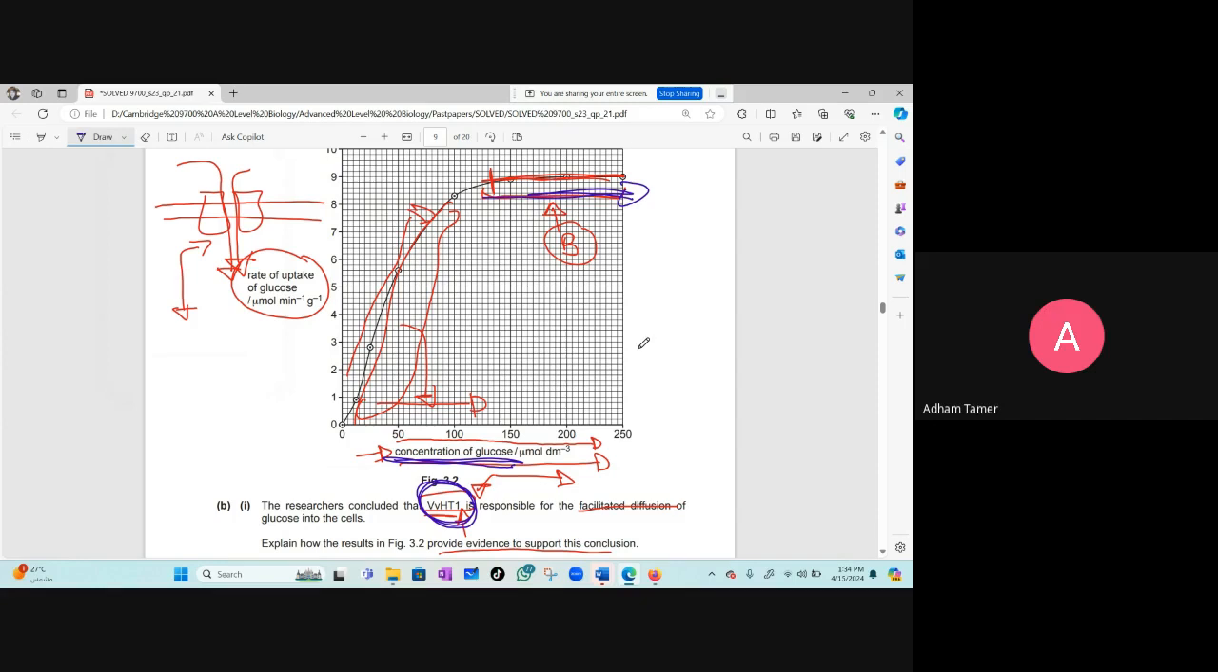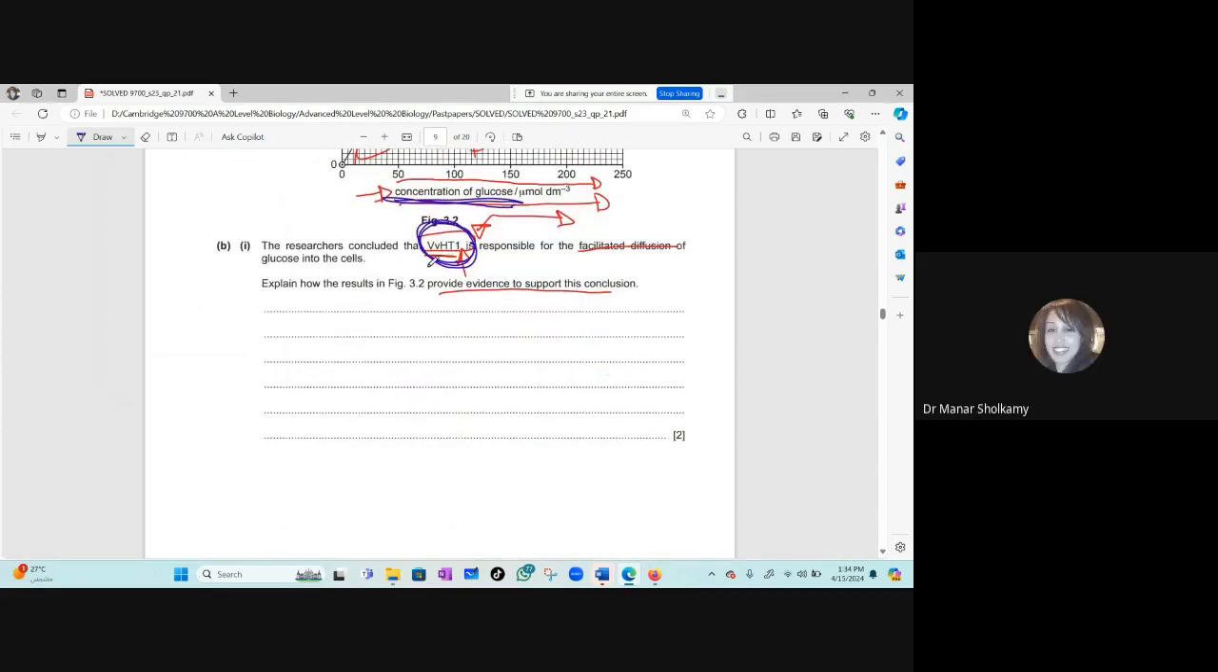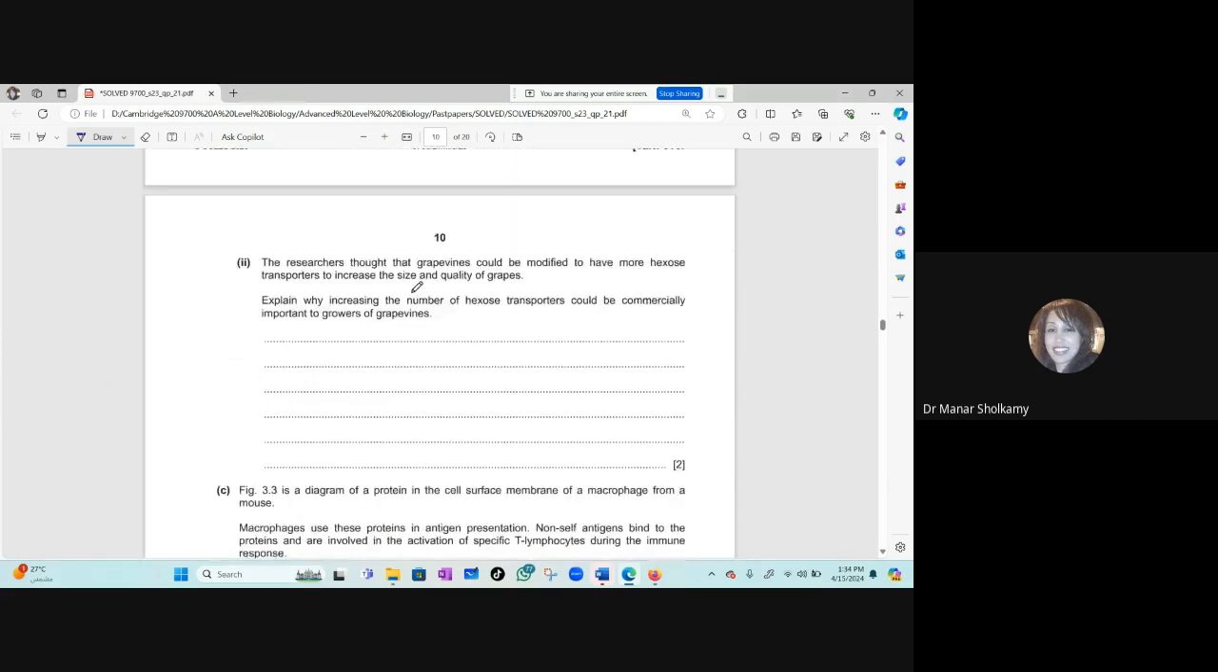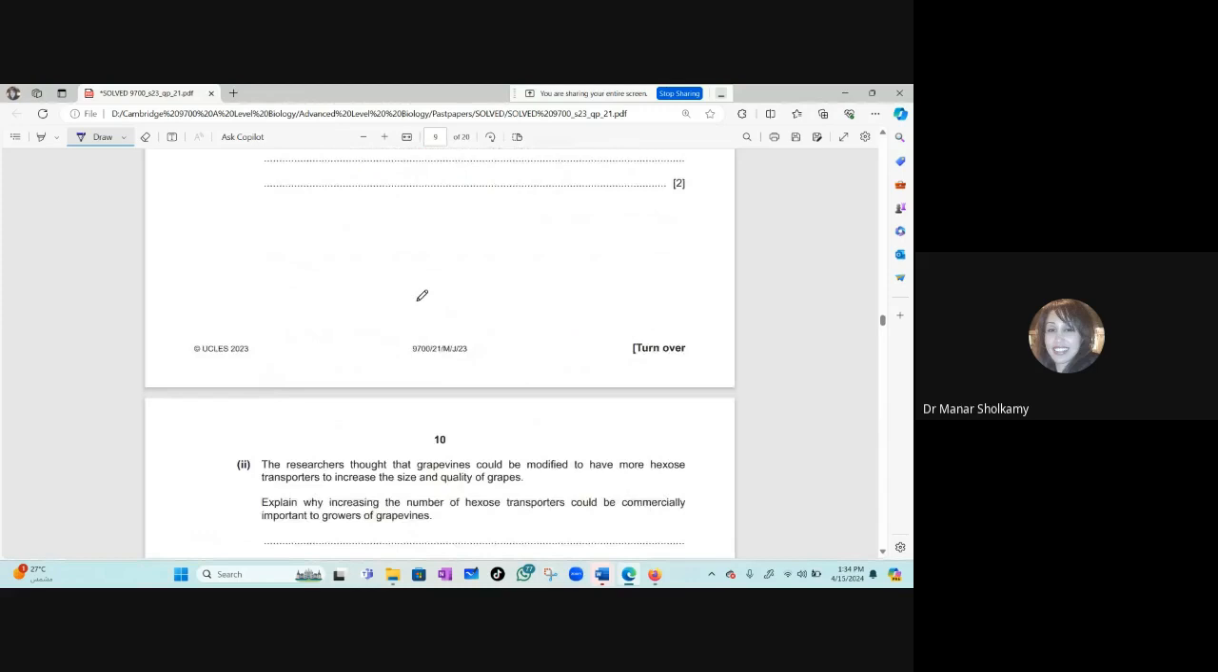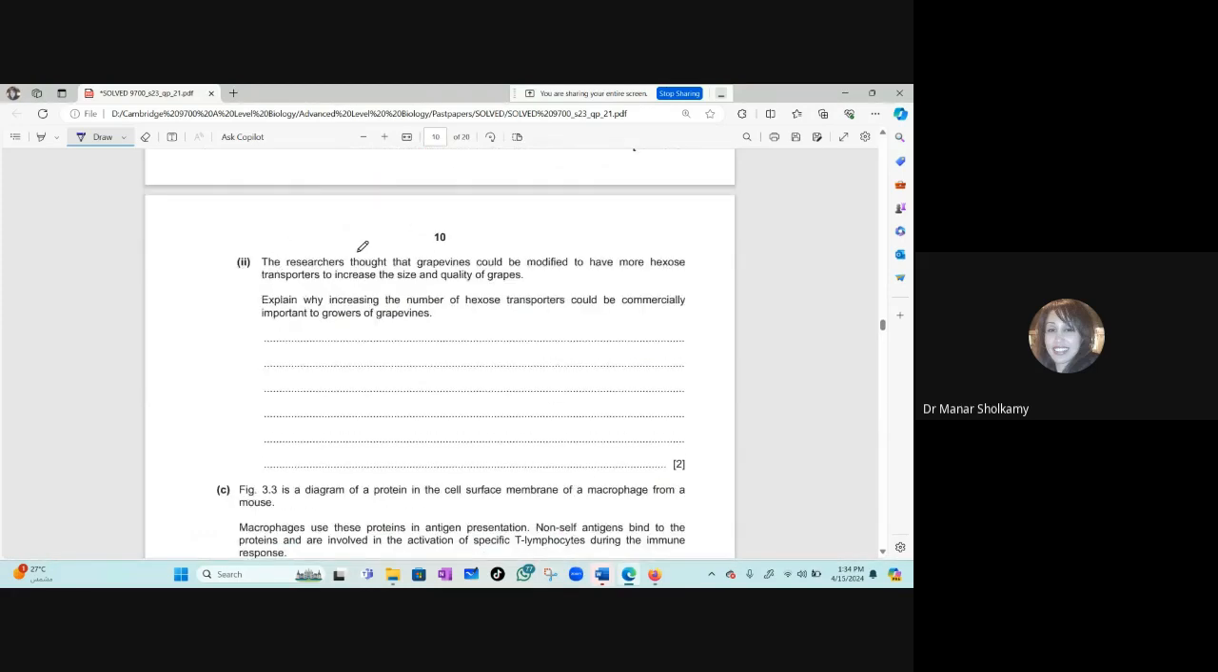Yes, miss. Okay. So this is as if it's the enzyme. We will speak about it exactly like if we are speaking about an enzyme, but it's not an enzyme. It's a carrier protein that also helps in the uptake of the glucose. The researchers thought that the grapevines could be modified to have more hexose transporters to increase the size and quality of grapes. So the more this carrier protein is present, the more the size and the quality of the grapes.